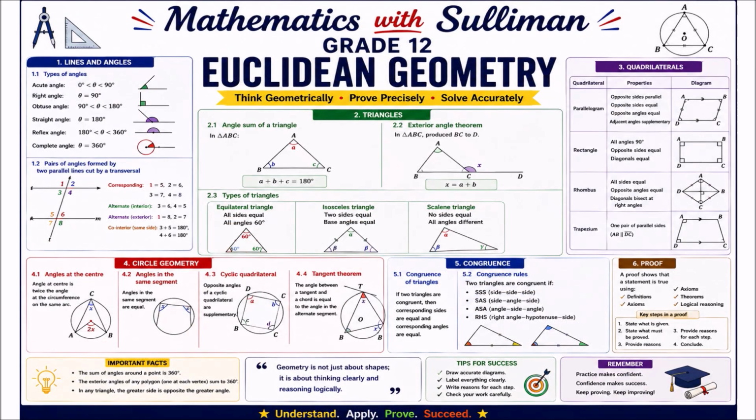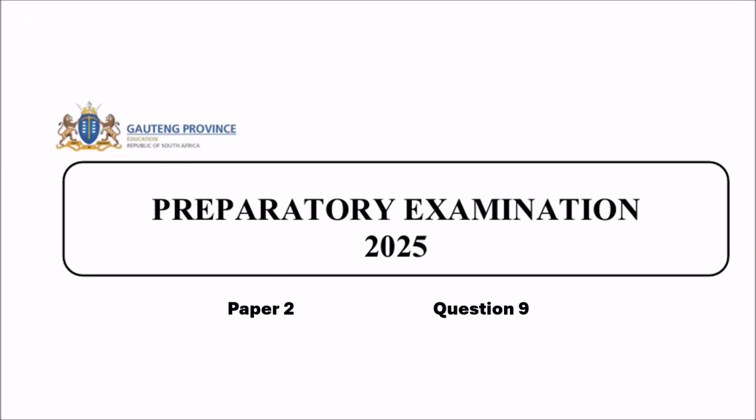Welcome to Mathematics with Suleiman. I'm still discussing the Gauteng Prelim paper of 2025, and in this question I'm going to look at Euclidean geometry. Gauteng Province Preparatory Examination 2025, paper 2, question 9.